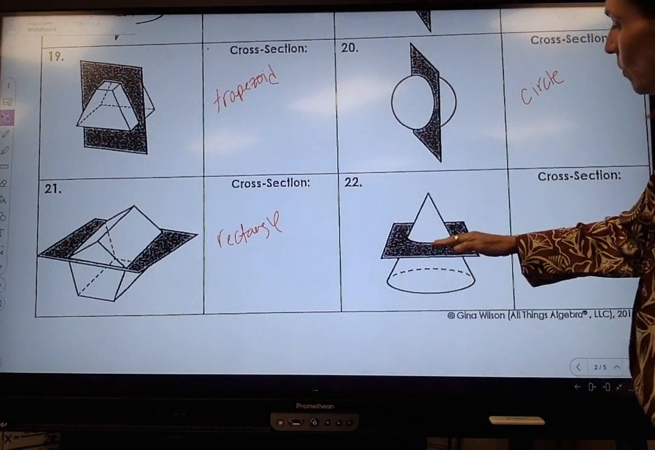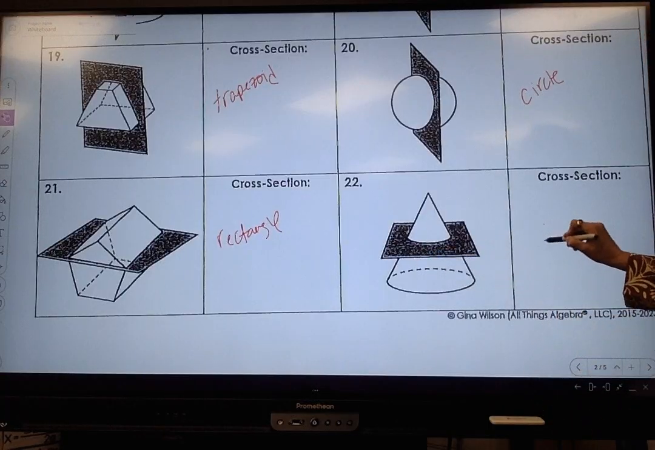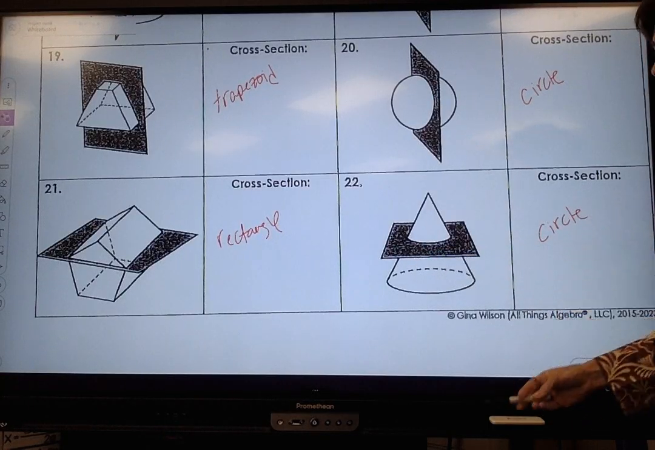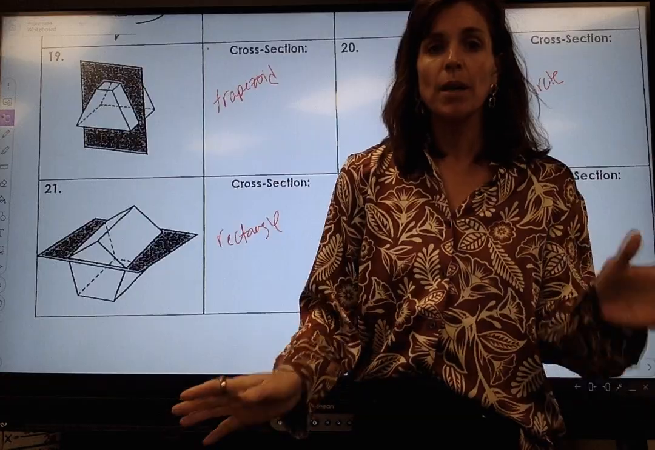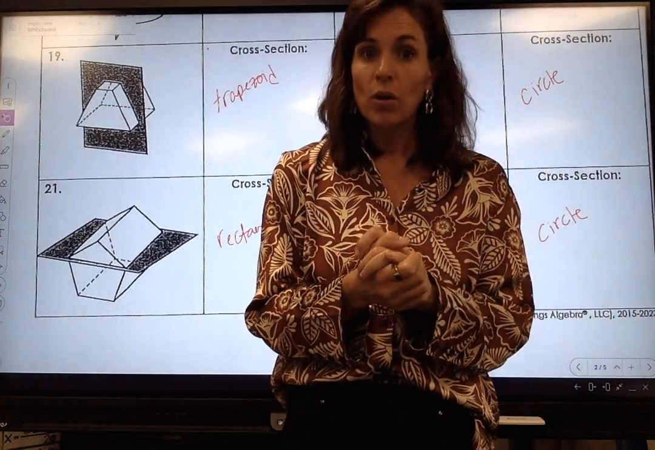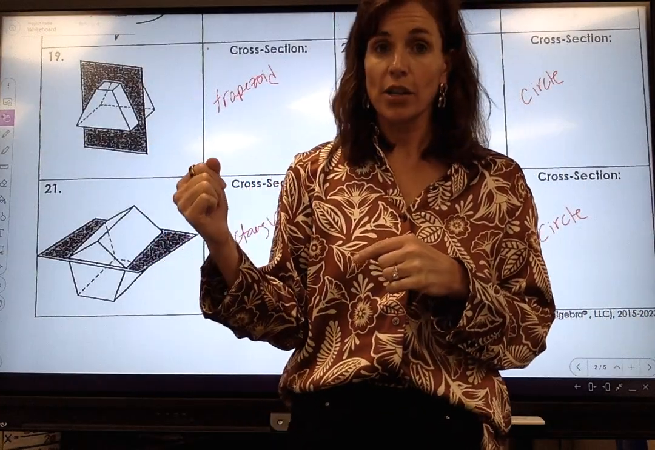And 22, it's parallel to that circle. Okay, so that's what a cross section means of a shape. If you're struggling with the naming or how to see the cross sections, come and see me.